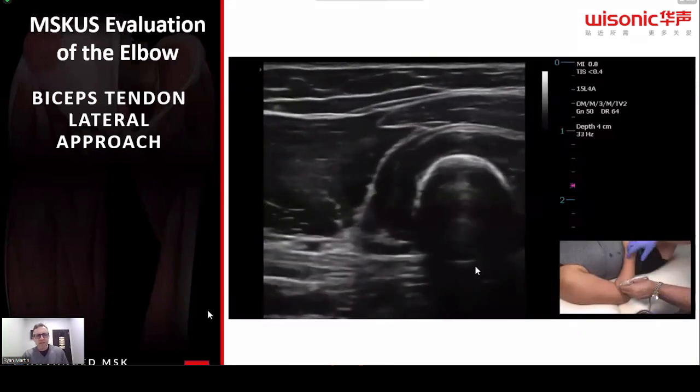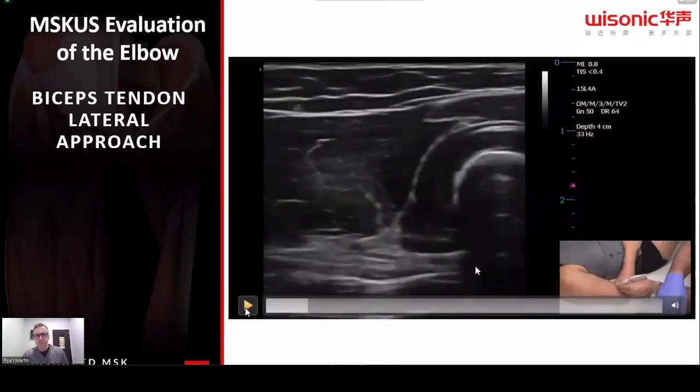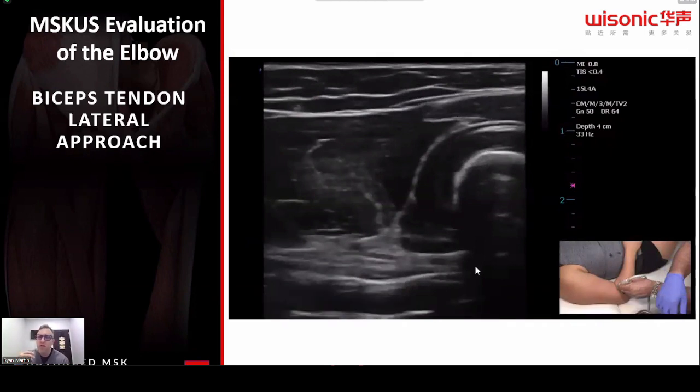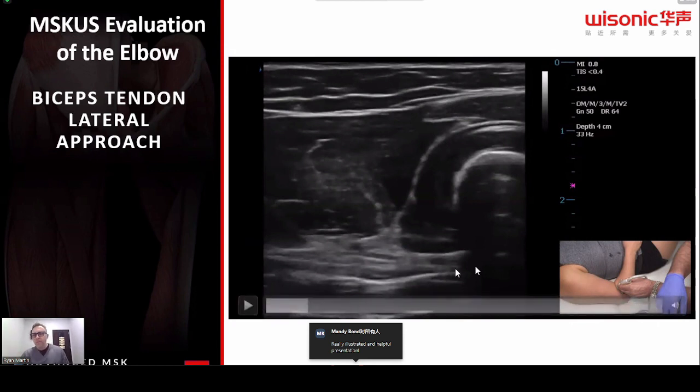Now, once we go to that lateral aspect, this is going to be the lateral acoustic window. And this is another good one because you're going to see more of that radial head. Again, key concept, making sure that that probe is in line with the bicep along that humeral shaft. And you can see as the probe comes down through here, the radius is actually going to be in short axis. So if you look over here on the screen, that's the radius right there.